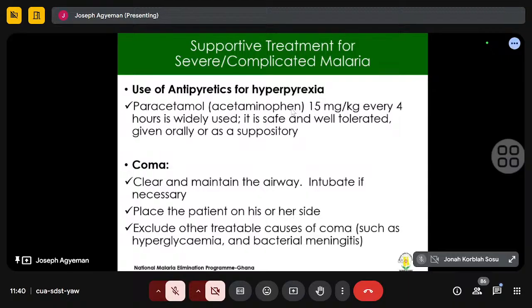Of course, once you are able to reduce the parasite load, the fever normally goes down. Reducing parasite load always correlates with a reduction in fever. If you give your drugs and the temperature is still high, that could be an indication of treatment failure. Therefore, you have to act.